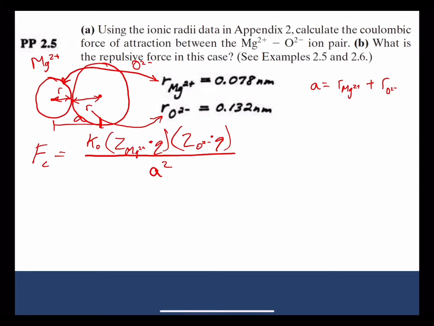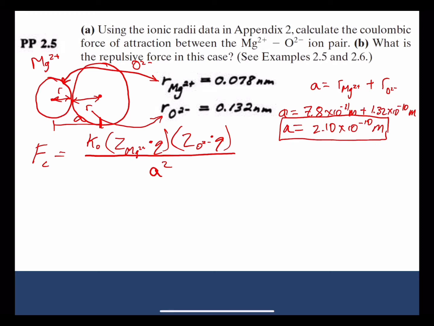Okay, and I mentioned earlier that we would like this information in meters so that we can handle the unit cancellation properly. So A here is going to be equal to 7.8 times 10 to the -11 meters plus the 1.32 times 10 to the -10 meters. And therefore A here has a final value as the sum, which is 2.10 times 10 to the -10 meters. Okay, so we're now armed with the information ready to go into the denominator. So this is great. We now have everything I think we need to calculate the Coulombic force of attraction between these two ions.